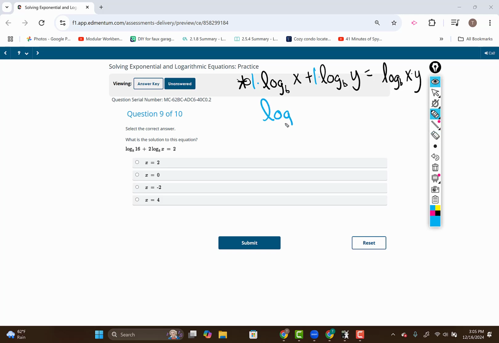The third log property says if you're taking log base b of some number raised to the n power, you can rewrite it where n becomes the coefficient of that logarithm base b x. So we've got to go the reverse of this property. We've got a coefficient of 2. We need to move that 2 to the exponent of x. So we're going to rewrite this problem. We're going to keep this unchanged. That's log base 8 16 plus log base 8 x to the second equals 2.